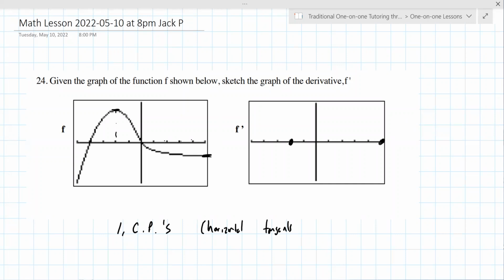So what that means is the graph has to either touch or cross at these various places. So you break kind of this up into a window. So what is going on here? Is the graph increasing or decreasing? Increasing. So that means you're up above here. Okay, that's your derivative.